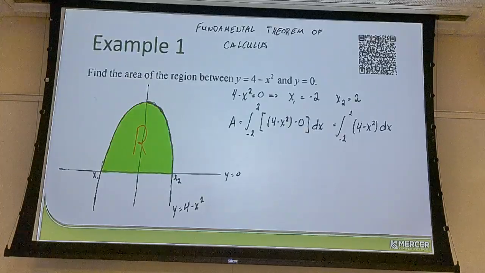What is our antiderivative? 4x minus 3x cubed over 3. That would just be x cubed. Oh, x cubed over 3, sorry.